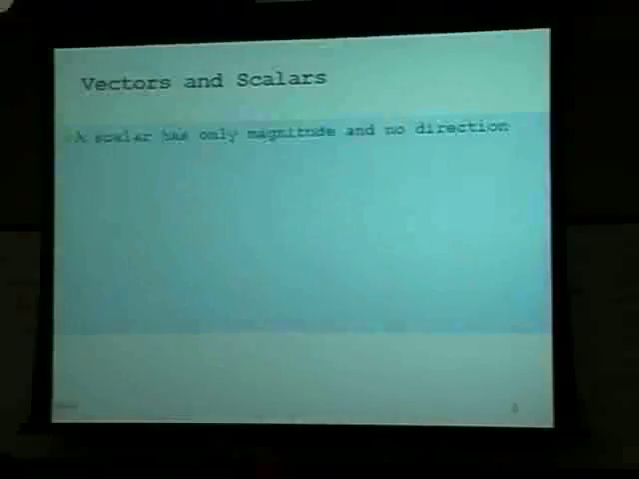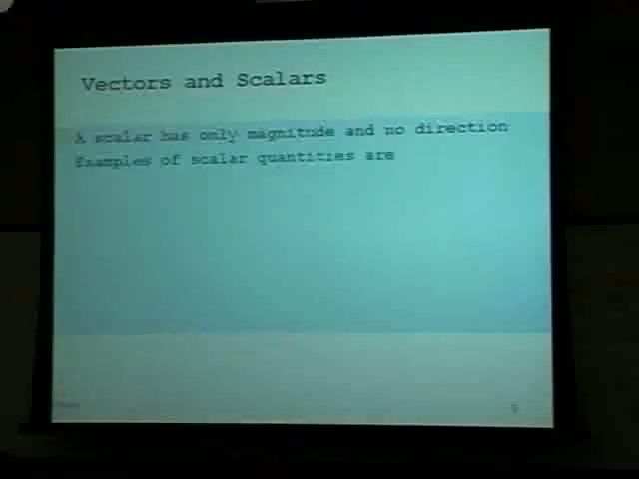Vectors and scalars. We define a scalar as something that has only magnitude, no direction. Examples are temperature. If I talk about the temperature in this room, I might say the temperature is 72 degrees Fahrenheit, and I would just say, well, that's the temperature. Hopefully there's not too much variance in it, and if I just said that's the temperature of the room, that's the value of the room. It doesn't really depend on direction.